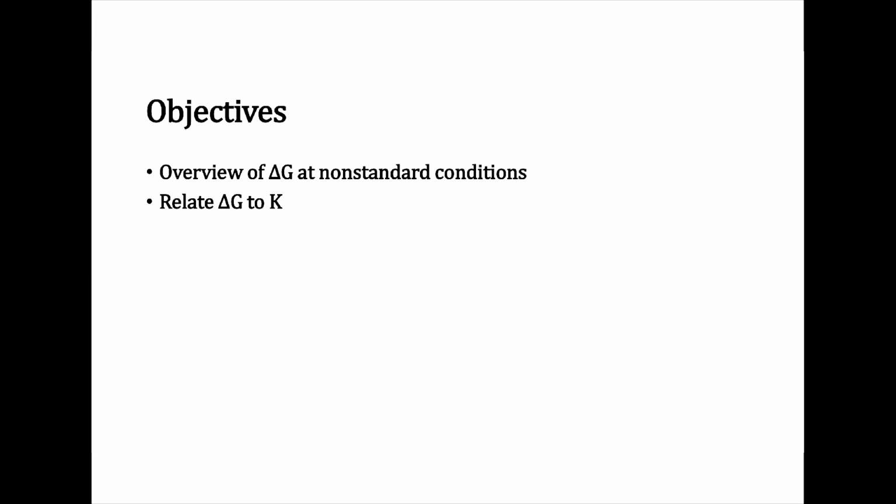All right, folks, in this lesson what we want to do is look at delta G when we are dealing with non-standard conditions, or when we start in a standard state and then as soon as the reaction starts we're no longer at that standard state. Then we will want to relate delta G to our equilibrium constant K.